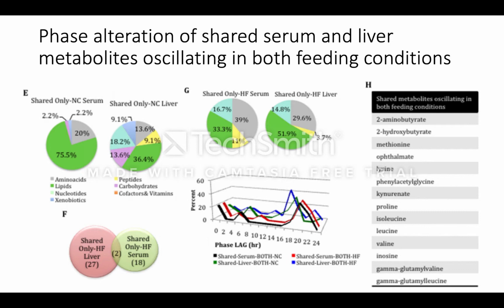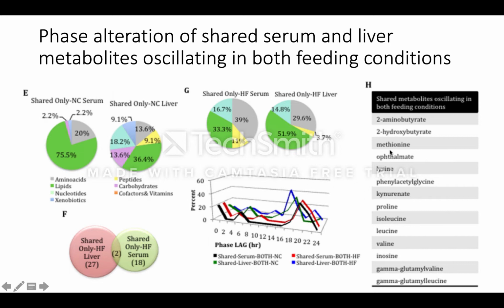Figure E shows, however, that 75.5% of the serum lipids oscillated in the normal condition versus 36% of liver lipids in the normal condition. 18% of the shared nucleotide metabolites oscillated in the liver, but none in the serum. Figure F shows that only 2 metabolites were shared between the liver and the serum. And Figure G shows that 52% of the liver lipid metabolites cycled and only 33% of serum lipid metabolites cycled during the high fat density diet.